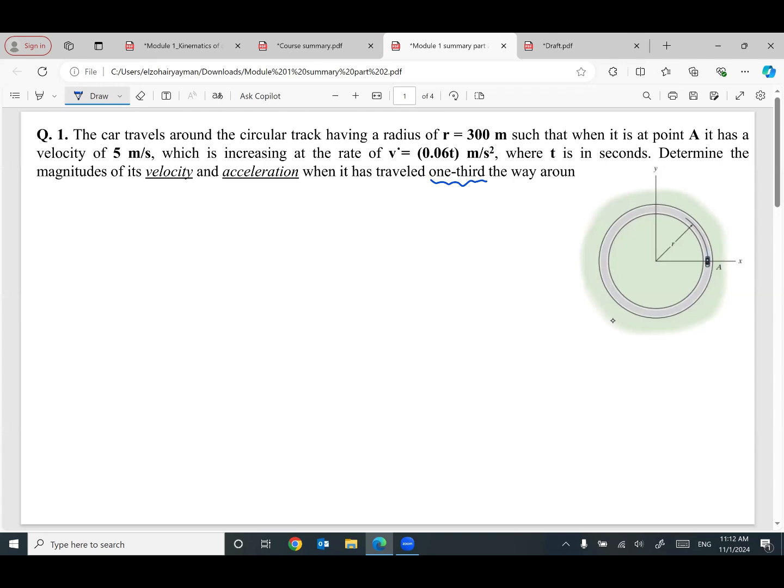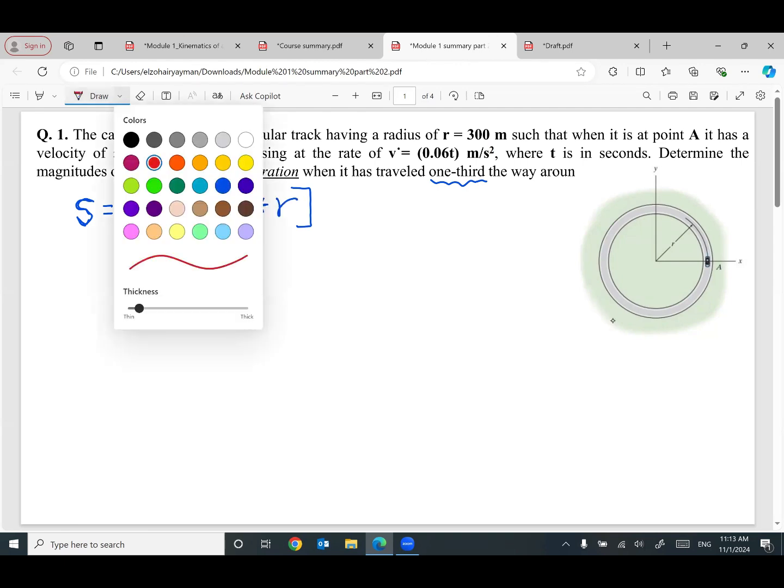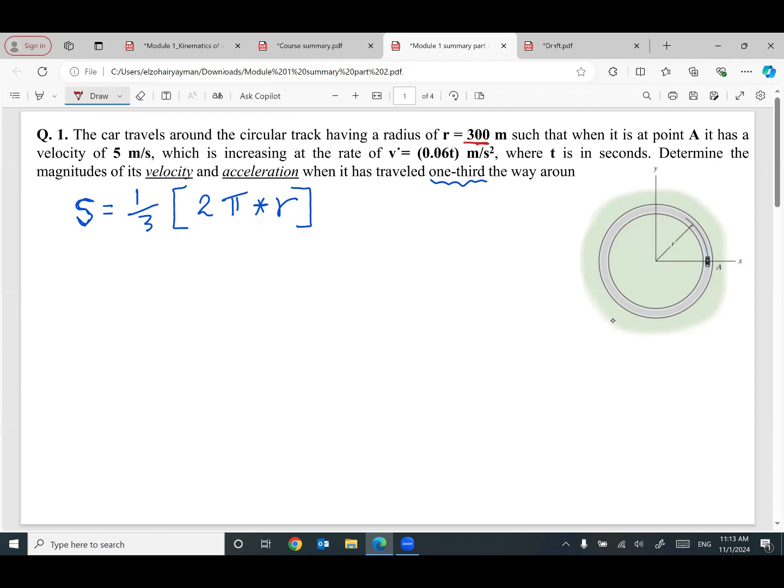1/3 of the total circumference of the circle. So first of all, your s distance, the distance that this car will travel, equals 1/3 of the circumference of this circle. The circumference of this circle will be 2πr. Keep in your mind your r, the radius of this circle, is 300 meters.